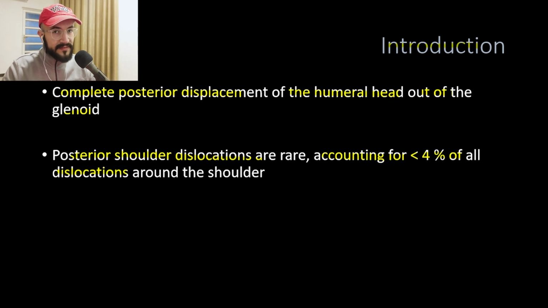In comparison, anterior shoulder dislocations account for up to 95%, being the most common dislocations occurring to the shoulder joint.